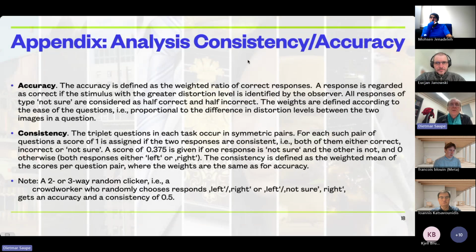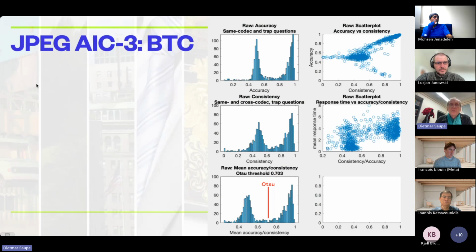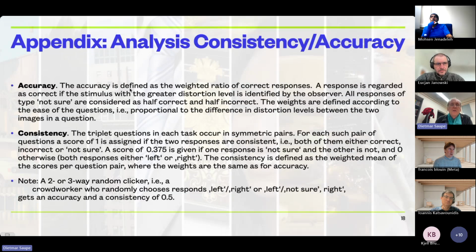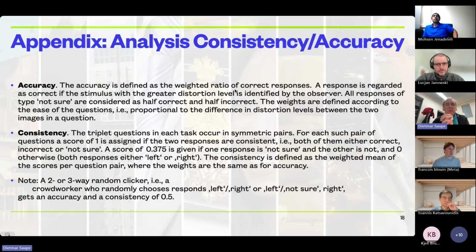So we have consistency and accuracy. What does accuracy mean? Accuracy means that we have these pair comparisons, and on one side we have a stronger distortion. We know this already by construction. We designed it this way, so we know what the correct response is, and so we can say how often a subject was correct in the answer, and we can weight this according to the ease of the question. If the question is very hard, then it is not so bad if the answer was wrong. But if the question was easy, then it should be right to account for accuracy of the subject.